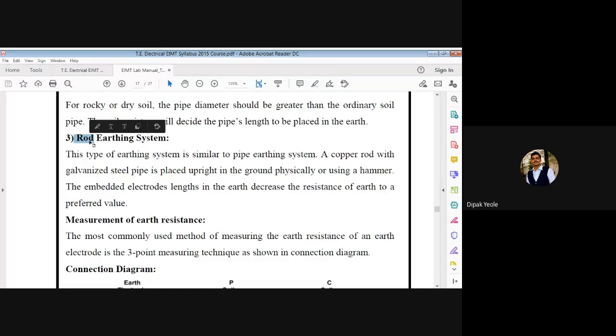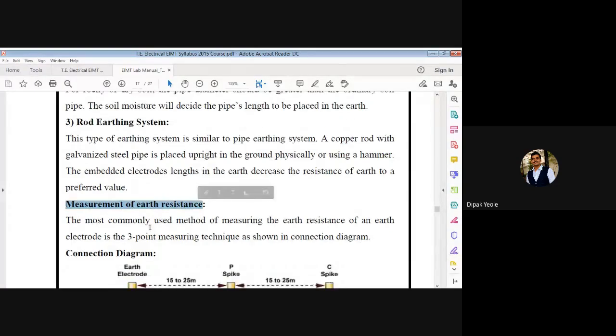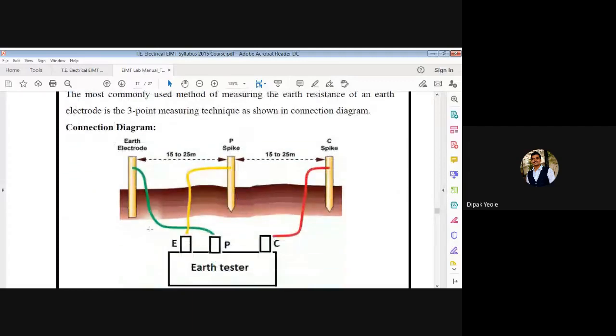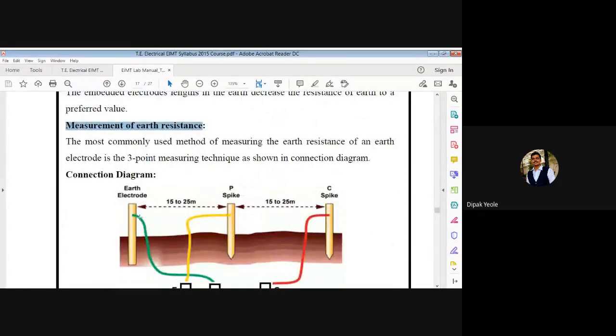This plate, this pipe and this rod, you can say, is acting as an electrode. Yes, so these are the three earthing systems available with us. Yes, and now we are interested in the B part. So we are interested in measurement of earth resistance.